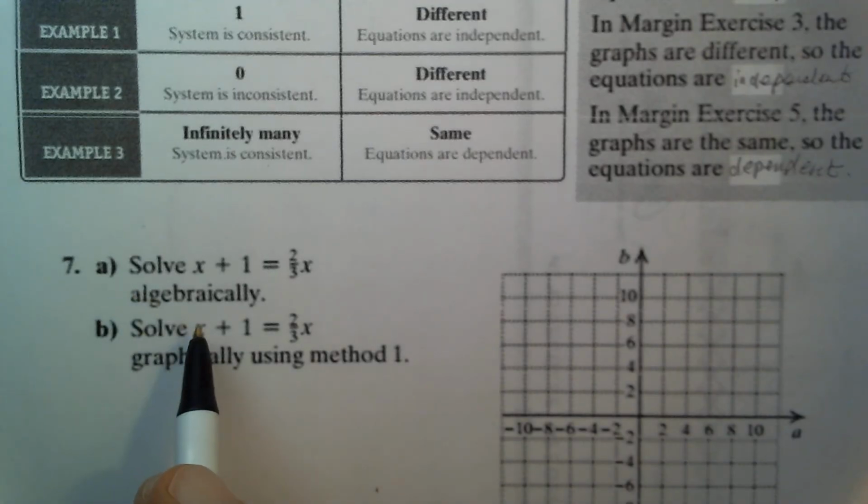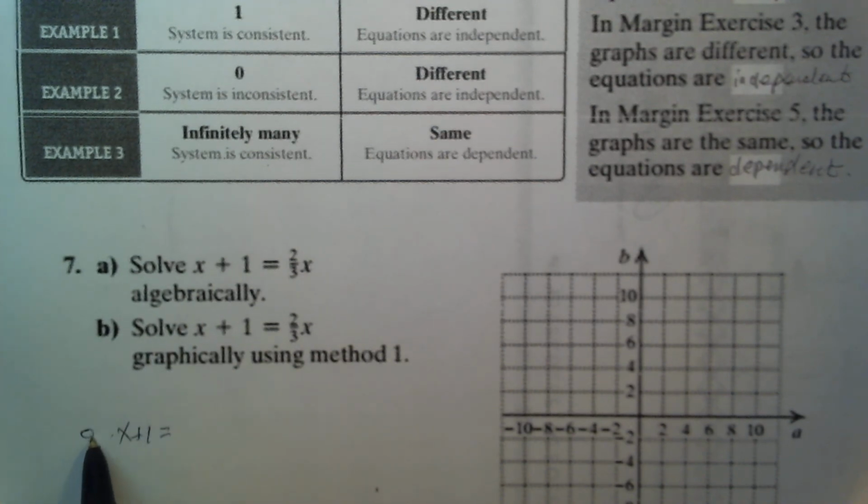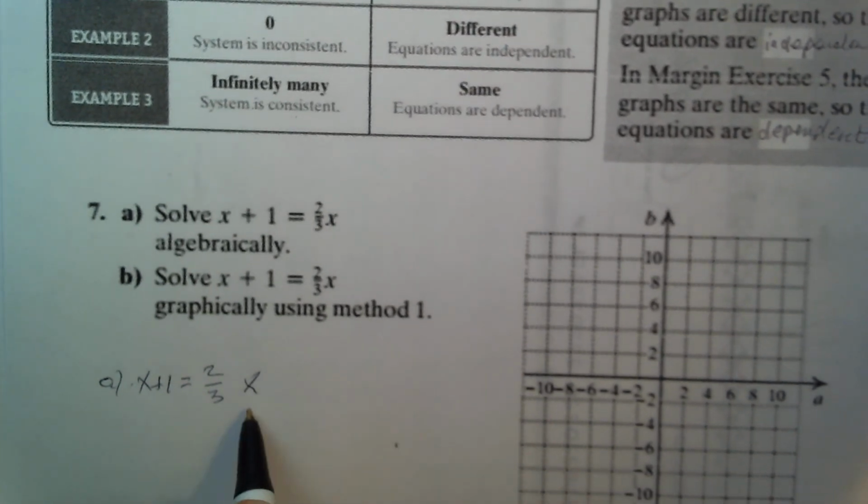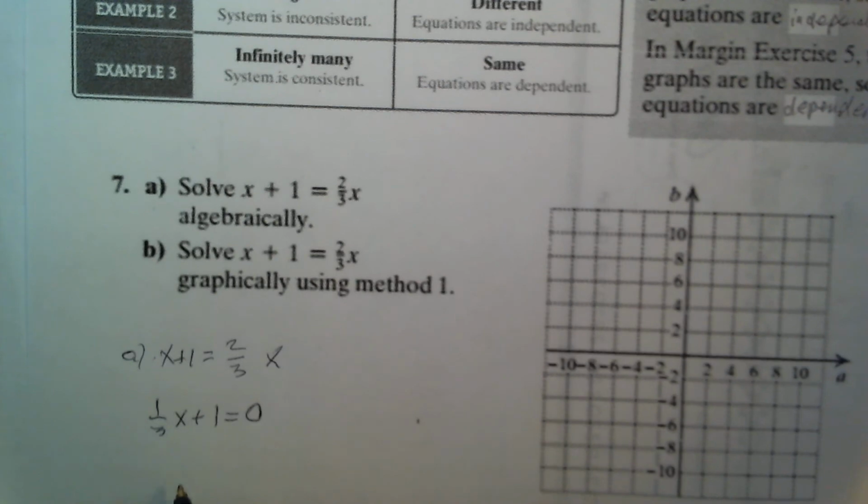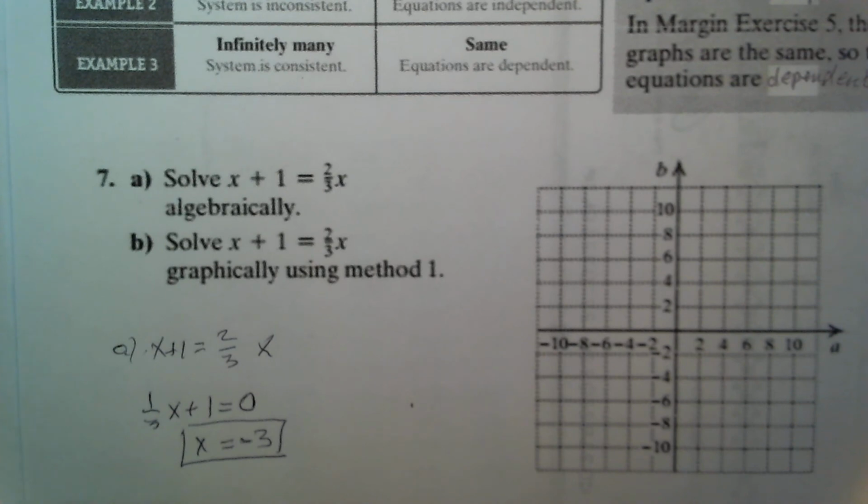So when we solve 7a algebraically, x plus 1 equals 2/3 x. We subtract 2/3 x on both sides, so then we have 1/3 x plus 1 equals 0, and so we subtract 1 on both sides, so then x is equal to -3. That would be the algebraic solution. Okay. Very straightforward, nothing to it.